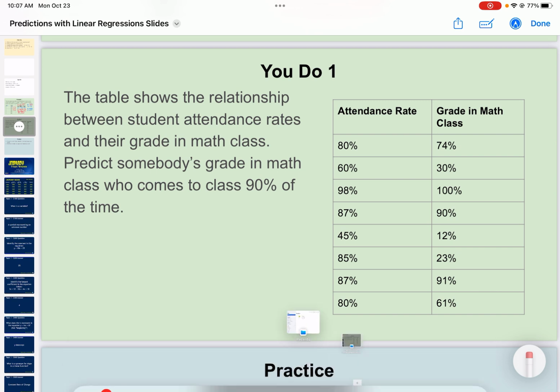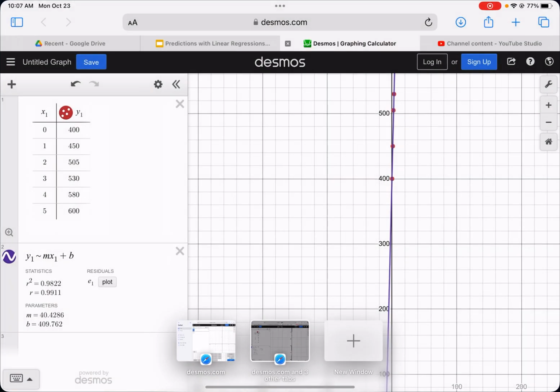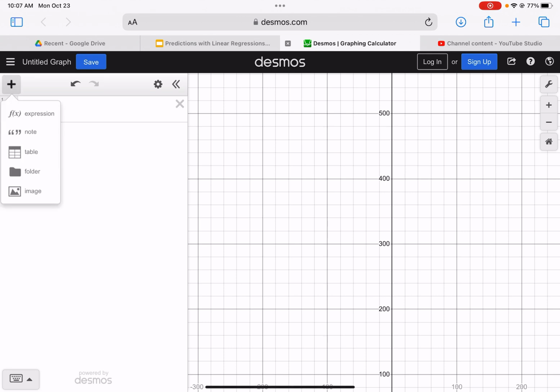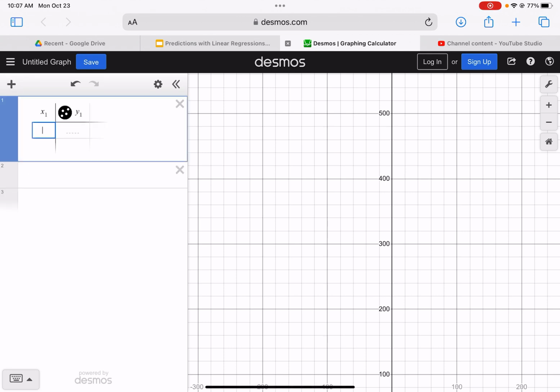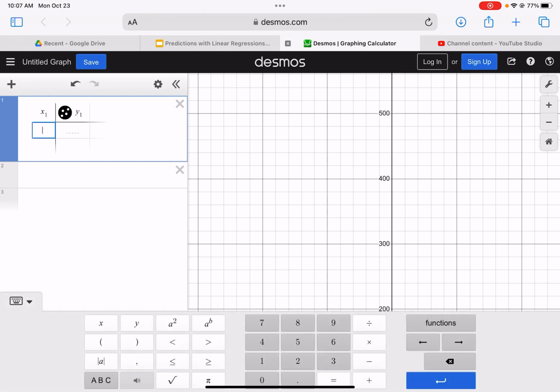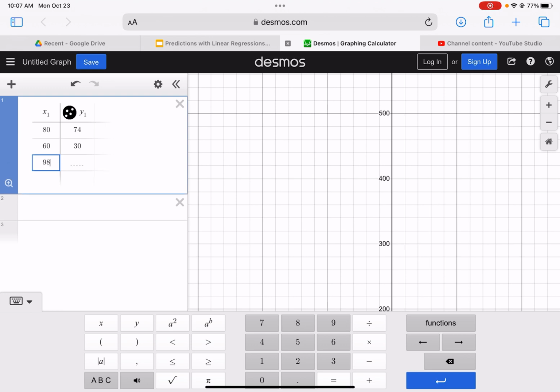Okay, hopefully you were able to do this on your own. I still want you to watch me go over it rather quickly. I'm going to enter the data into Desmos first. All right. One student had an 80% attendance, and they had a 74% in the class. One student had a 60% attendance, and they had a 30% in the class. One student had a 98% attendance, and they had 100. Good job. Another student had an 87% attendance, and they had a 90 in the class.